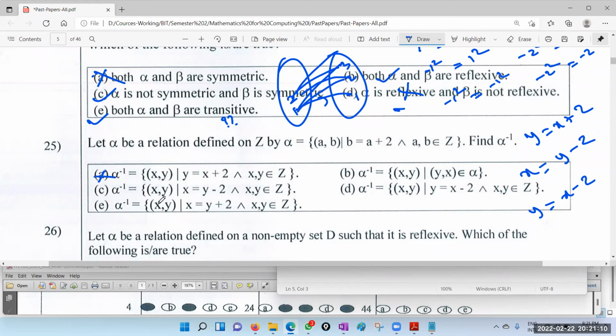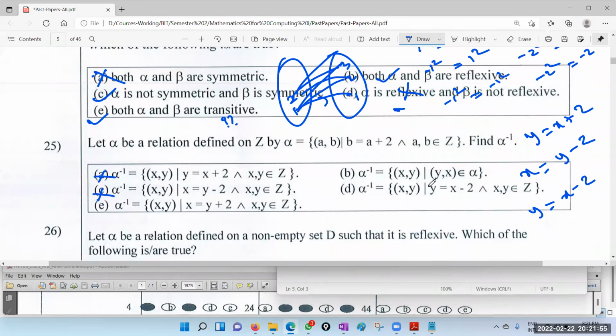Alpha inverse is (x, y) such that y equal x plus 2. No, x equal y minus 2. Yeah, that is fine. If you say x and y, it must be y equal x minus 2. So therefore this is wrong. Because if you say x and y, it must be y equal x minus 2. Okay, so therefore this is wrong. (x, y), x equal y plus 2. X equal y plus 2. Okay, let's keep it.